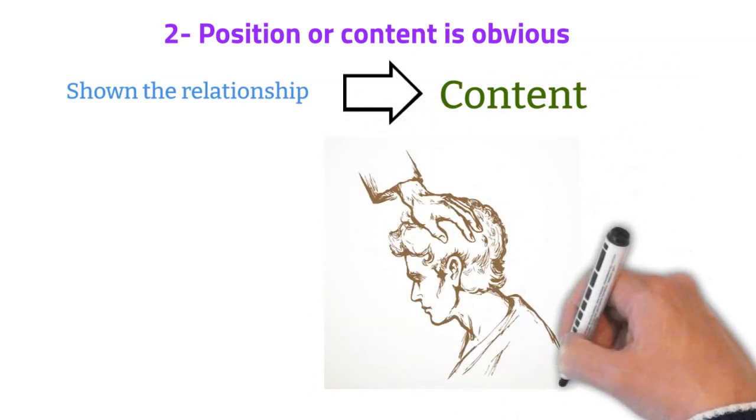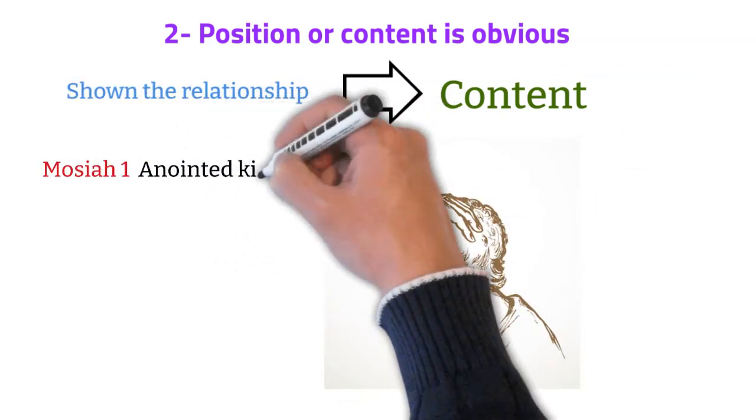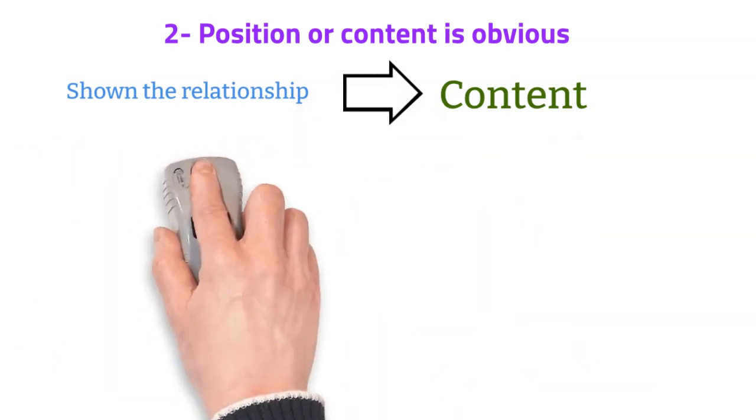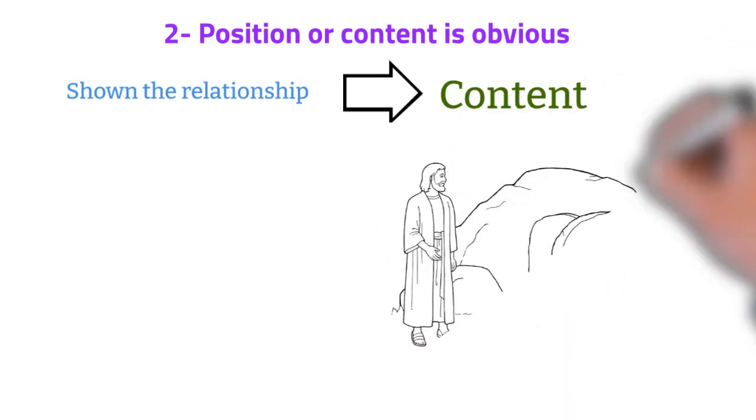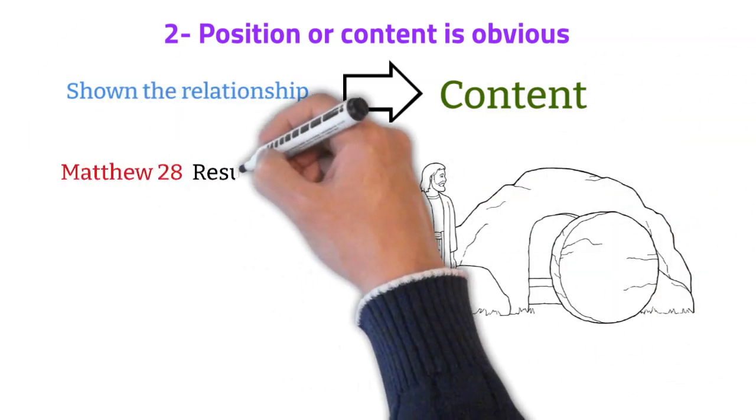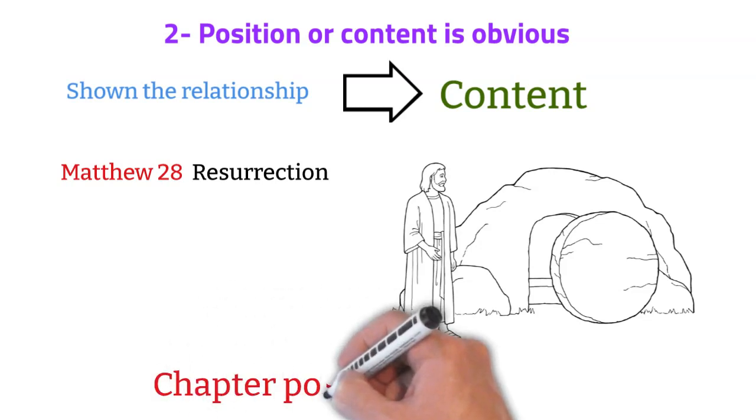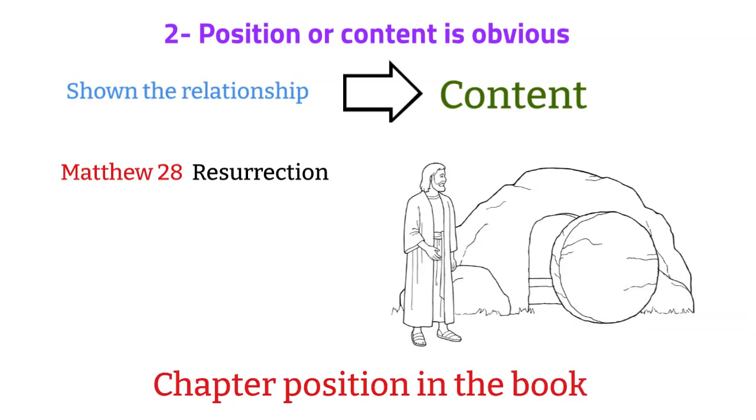Mosiah is anointed to be king in Mosiah chapter 1. The resurrection is recorded in the last chapter of Matthew, 28. Always consider the chapter position in the book as a potential association.